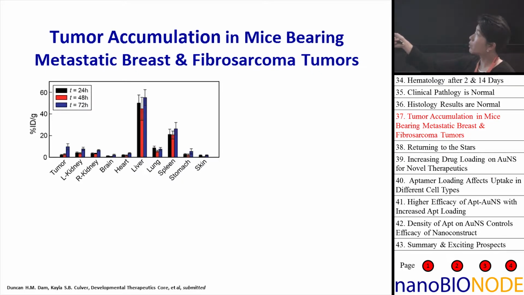And so similarly, as you would expect, you get high accumulation in the liver and spleen. Actually, let me talk about this first.